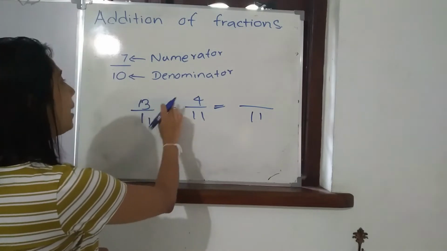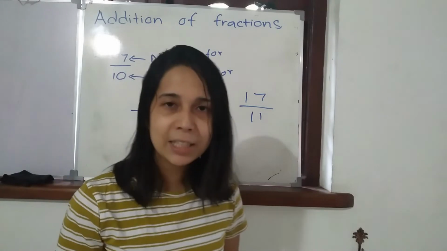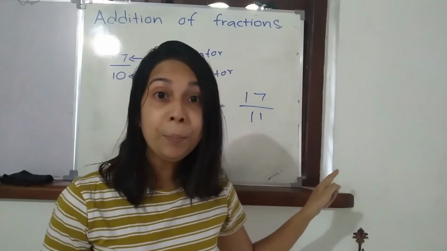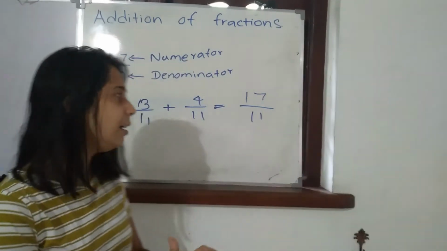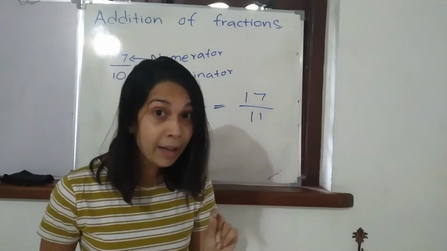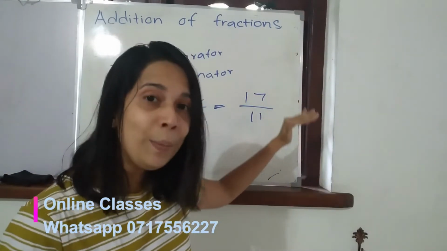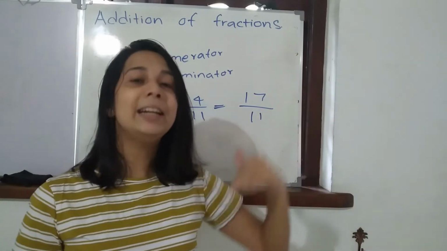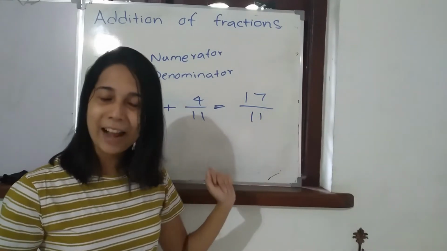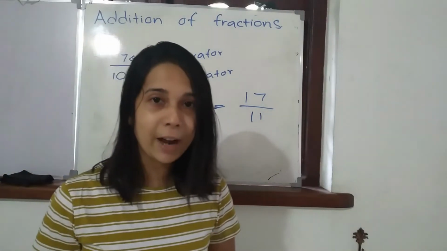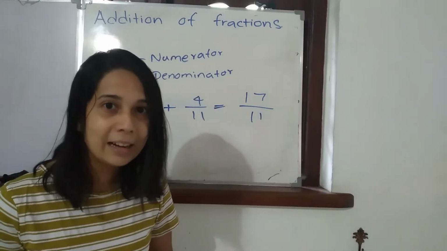Now 13 plus 4 is 17. What is this fraction? This is an improper fraction. Why is this an improper fraction? Because the denominator is 11 and the numerator is 17. It means the numerator is greater than the denominator. So that's why this is an improper fraction. If you have an improper fraction, you have to convert it into a what?